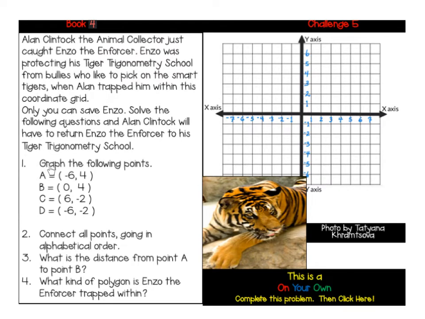Alrighty, the very first thing you should have done is to graph the following points. You have A, B, C, and D. And let's go ahead and graph those right now. For A, you have -6, 4. So on our x-axis, we're going to first go back -6 and then go into the positive 4 places. So we'll plot our point right there.